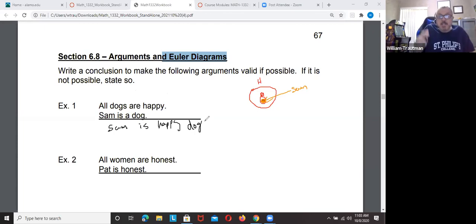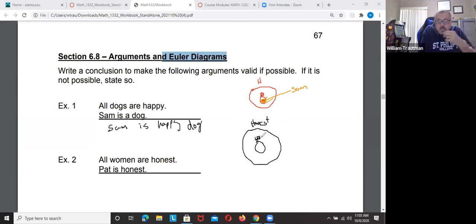All right. The great thing about this test is it's multiple choice, so you get to pick the correct answer. All right, let's look at the next one. All women are honest. So this is the honest circle, and women go inside of it. All women are honest. So my question to you is Pat is honest. Where can I put Pat?